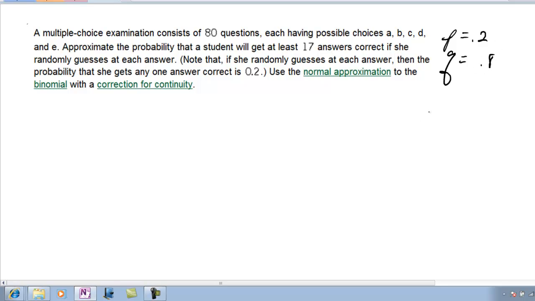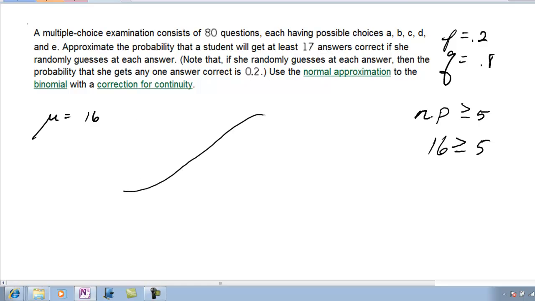Let's check to make sure that we're allowed to use it. Which one's smaller? P. So we'll check, is n times p greater than or equal to 5? That's the check we have to perform to make sure we can use a normal approximation of a binomial. So 0.2 times 80 is 16. So we're good. 16 is certainly greater than or equal to 5. And that's our expectation. So mu is 16. That's the center of our distribution.